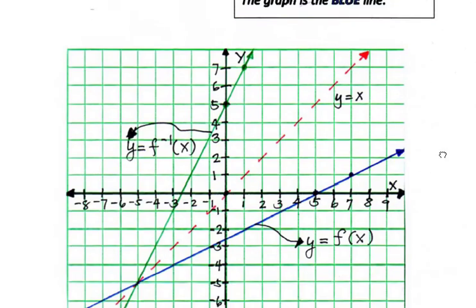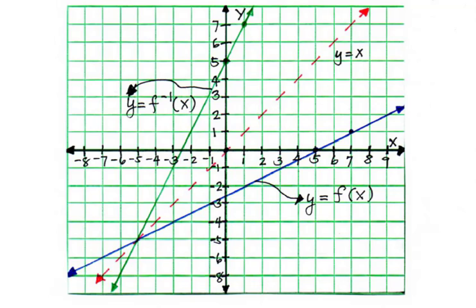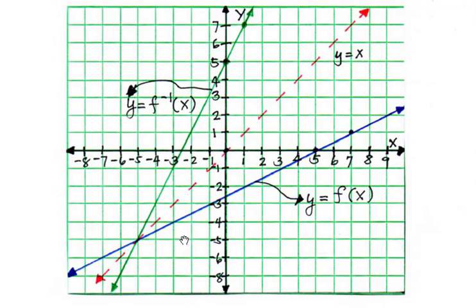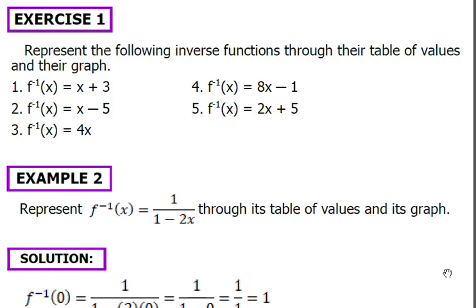So for the graph, okay, the blue line is actually the original function. Then the green line, this is the given function's graph. Okay, and we have the reflection line y equals x. Okay, this concludes our solution for exercise number 1. Moving on to example 2.